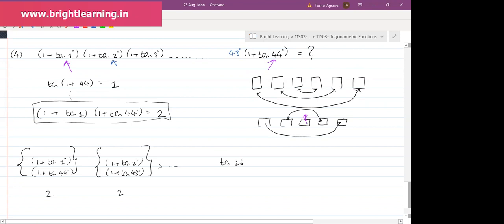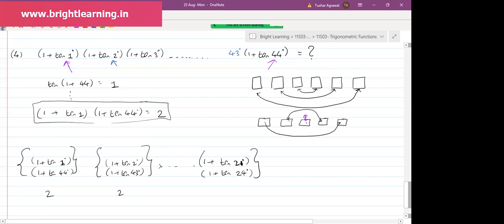Tan 20 degree, or let's say tan 21 degree, means how much I have added. If you want to find out with which number 21 degree is getting paired, what will be that value? For tan 21 degree, from 1 degree to 21 degree, I have moved 20 steps ahead. So from 44 degree, I will have to go 20 steps behind. So 20 steps behind means I will land at 24 degree.